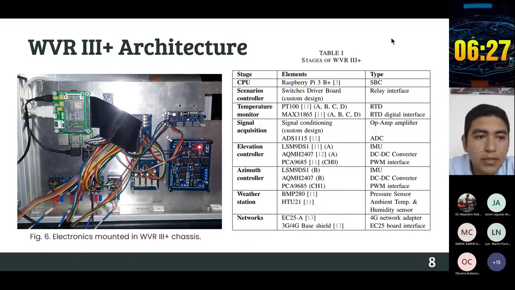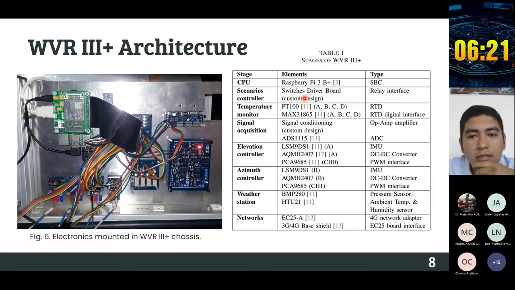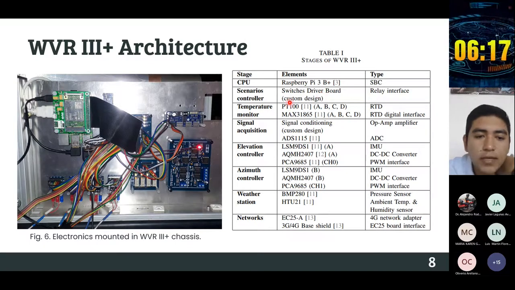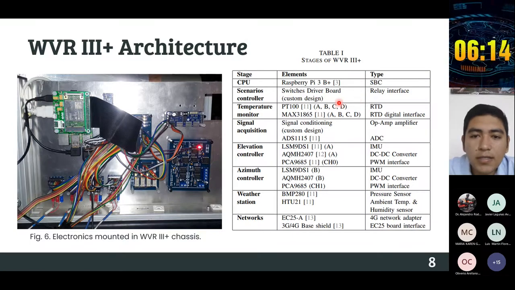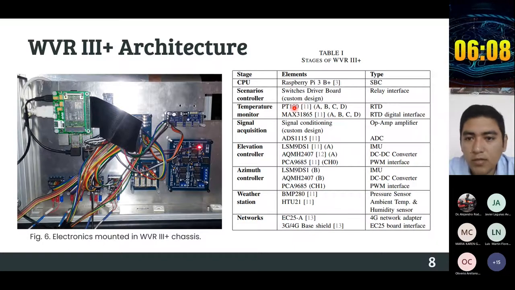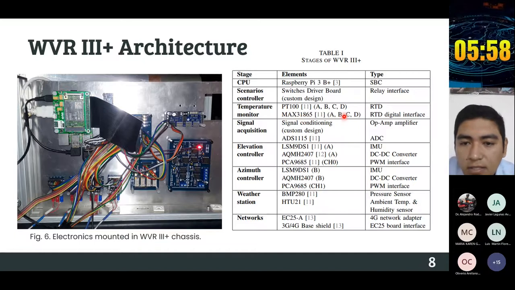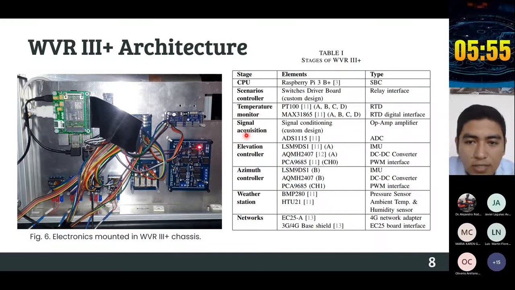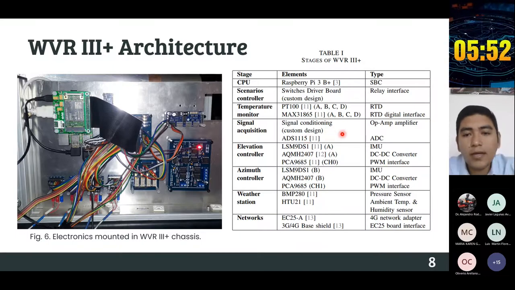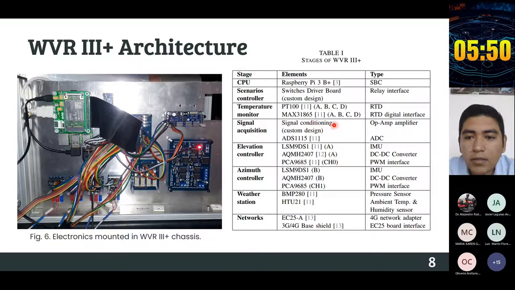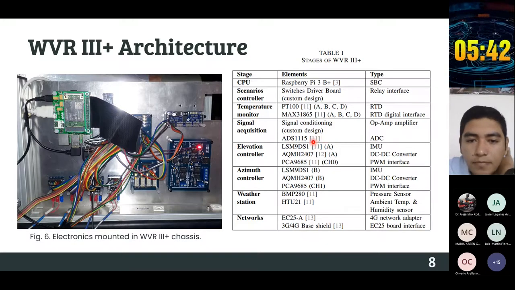It is integrated by this section, the central processing unit. This is the Raspberry Pi. The scenario controller is integrated by the switched driver board that we made, based on a relay interface. The temperature monitor is integrated by RTDs, PT100-like, and the data is read via the MAX31865 RTD digital interface. The signal acquisition section is composed of the signal conditioning board, custom designed, also based on amps, and it has connected the ADC, the board from Adafruit.